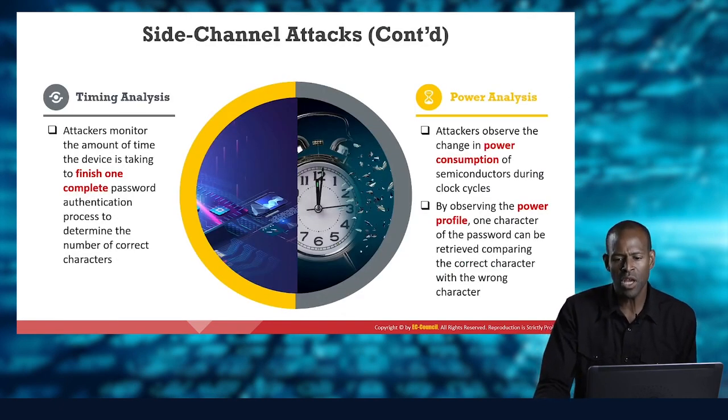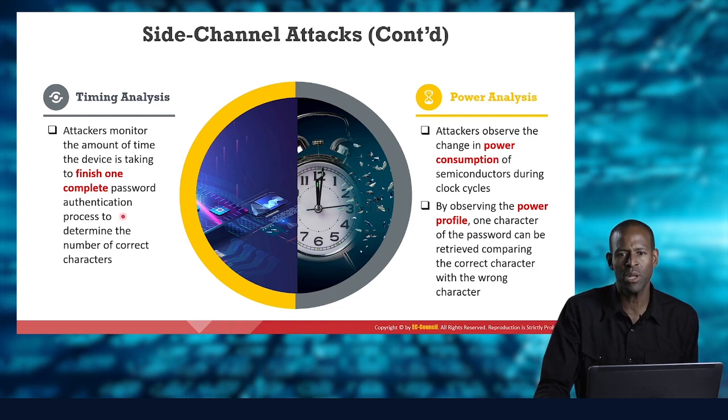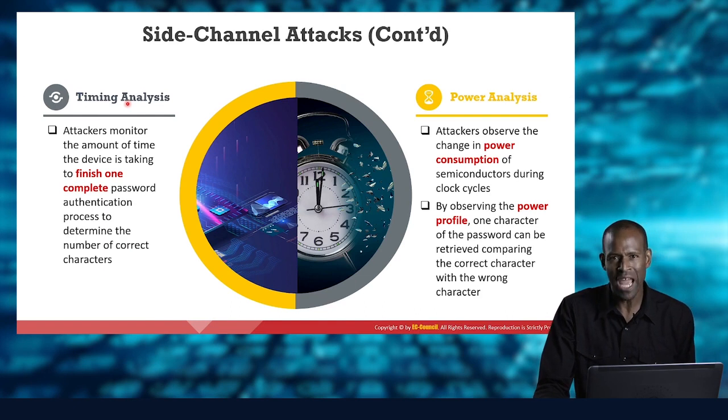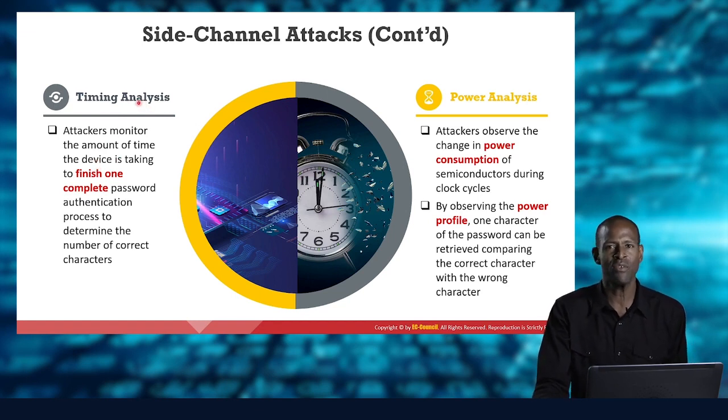A couple of different ways that you can do side channel attacks is with a timing analysis. So what you do is you monitor how long it takes for a device to finish one complete password authentication to determine a number of incorrect characters. So for instance, if all the characters are incorrect, it takes X amount of time for it to give me an error or to react. If only 2 of the characters of the password are incorrect, then it comes back with Y amount of time, etc. We can analyze that to eventually get the right password or other types of intrusions.